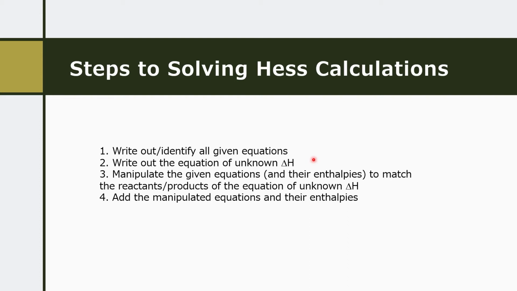Once you have manipulated all of those equations, you can add those equations together and cancel out any molecules that you find on both sides. Then add up their enthalpies, and that will end up giving you the unknown enthalpy. But let's have a look at an example question to show how those steps look and how they work.